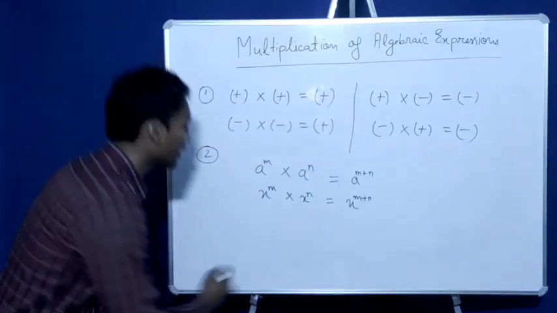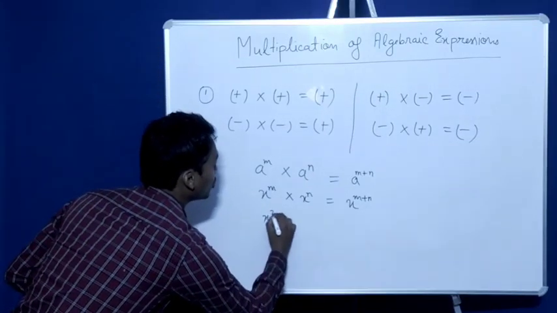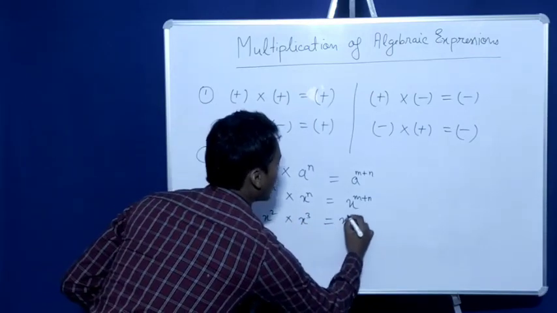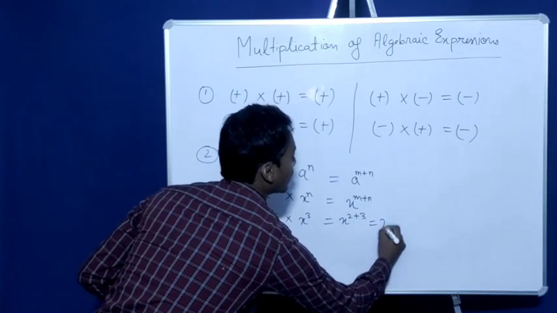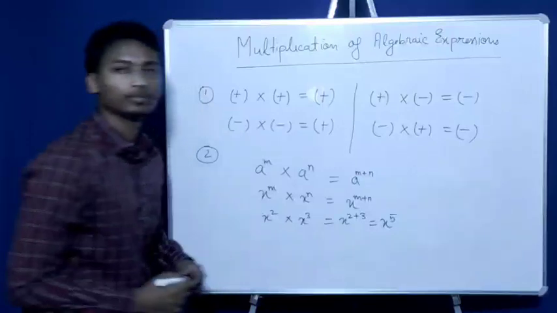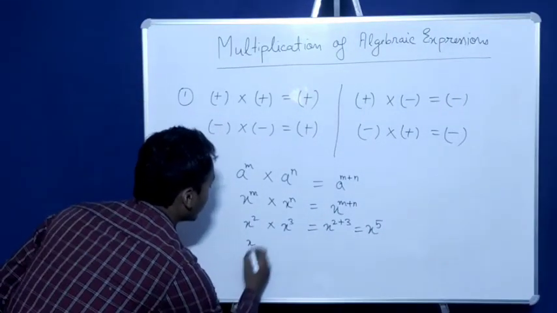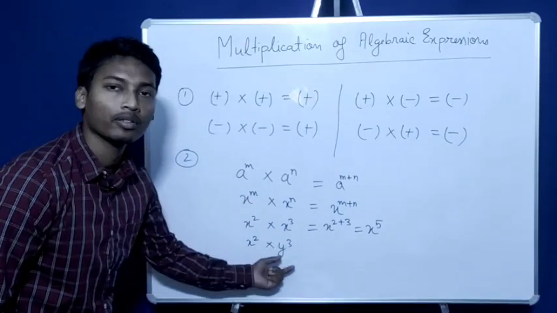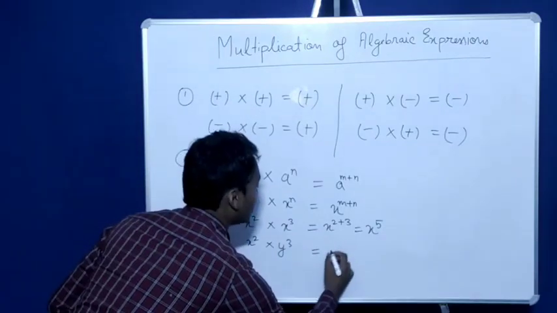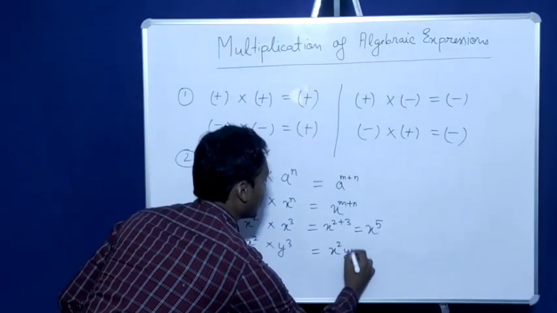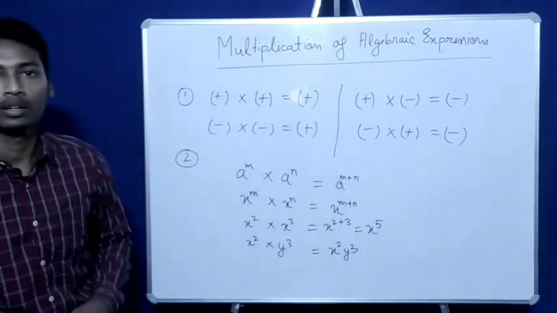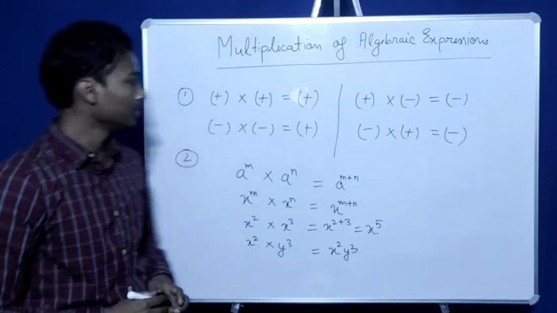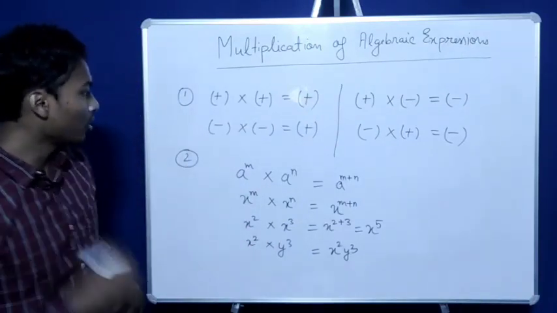Let's take a value in the index part. So x raised to the power 2 multiplied by x raised to the power 3 will give us x raised to the power 2 plus 3, that is equal to x raised to the power 5. Now x raised to the power 2 multiplied by y raised to the power 3: the bases are not the same, so the multiplication will be x square y cube, right? We cannot add the exponents because the bases are not the same. So is it clear?